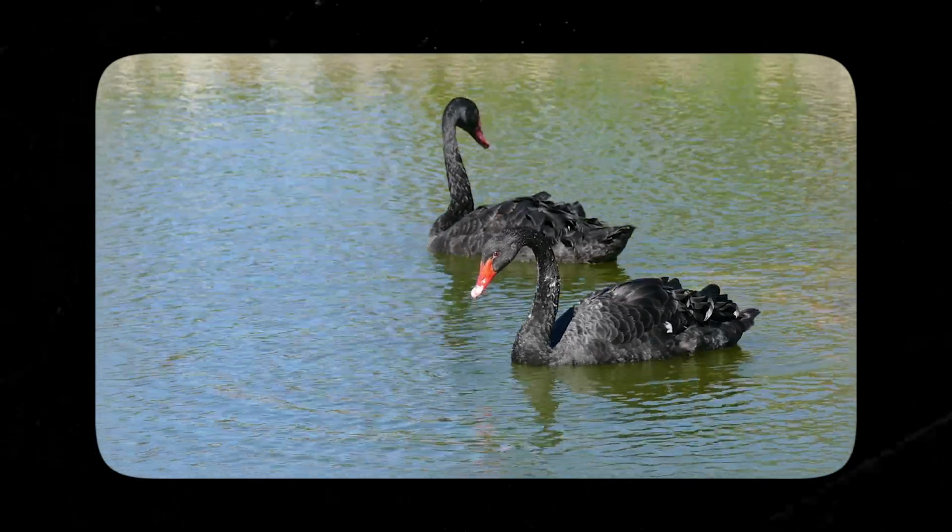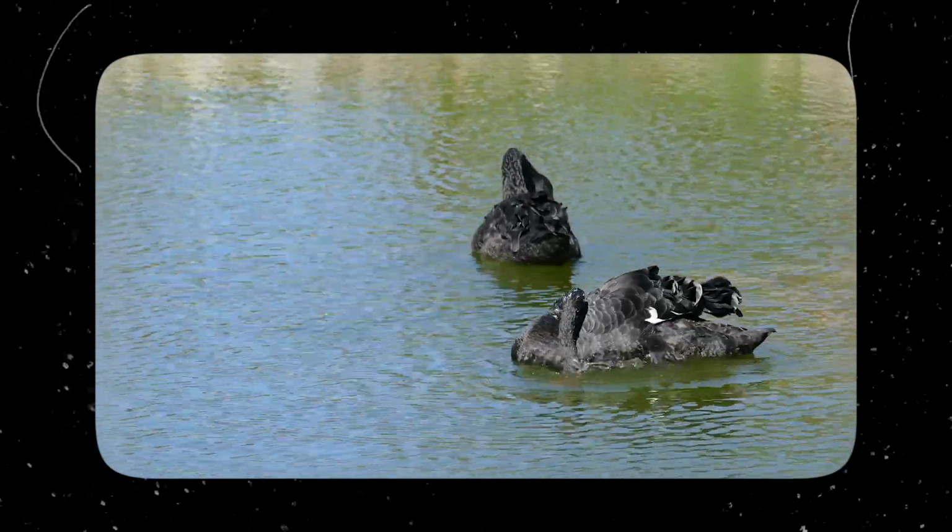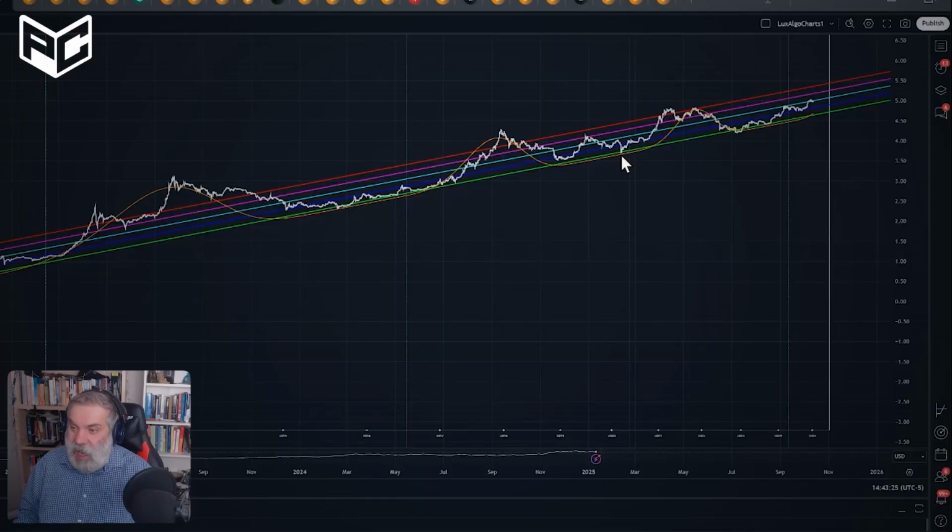Well, in general, I will say that the history of Bitcoin has been a flock of these black swans. There have been a lot of these events in its history. Think about Mt. Gox, think about FTX, think about China banning Bitcoin. One event that I'm using all the time as a reference is this dip here.